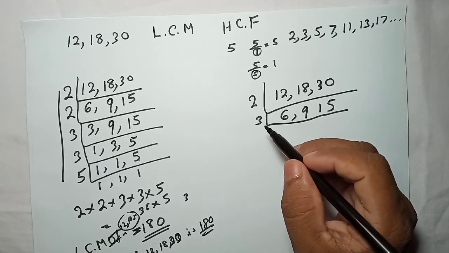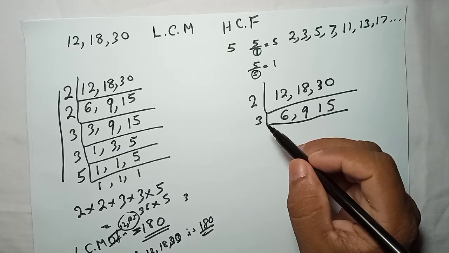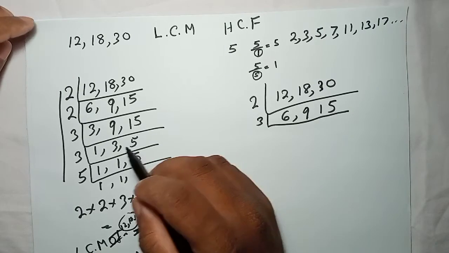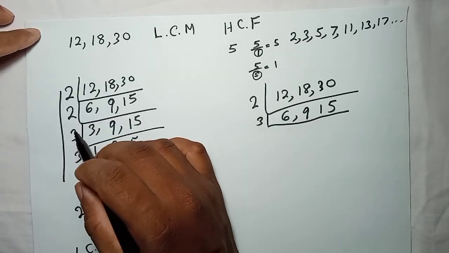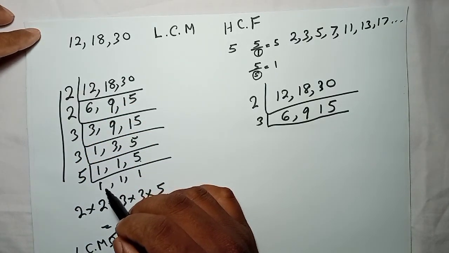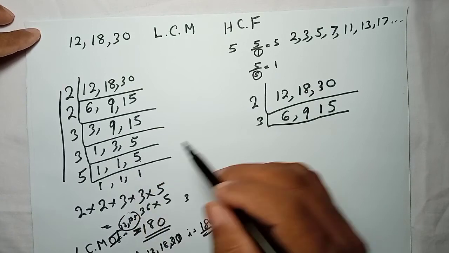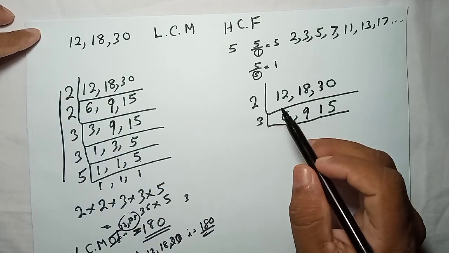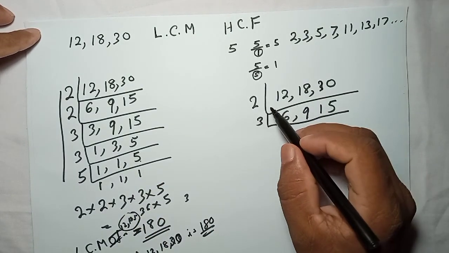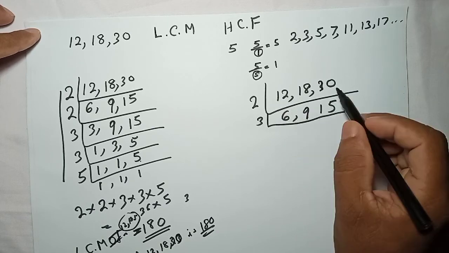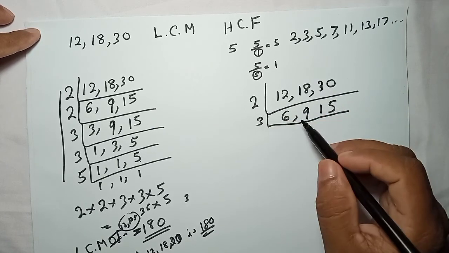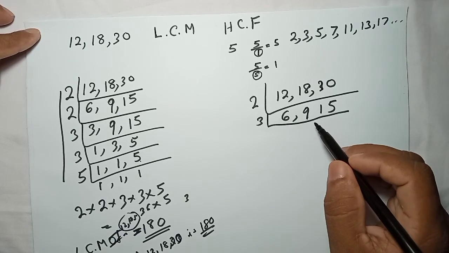This is the main thing you need to understand, the difference. When you find LCM, if at least one number can be divided by the prime number, you should divide it. Others are brought down. Here it is not like that. When you find HCF, you must check whether all these numbers can be divided by that prime number. Otherwise you can't use that number.